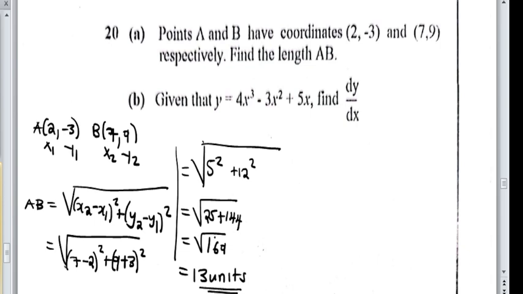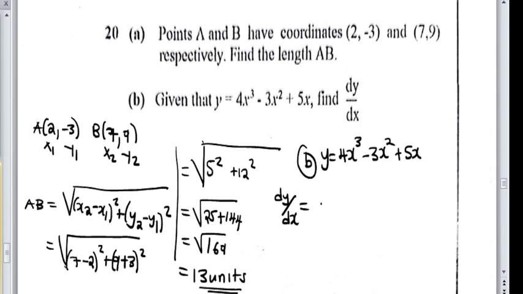That one was straightforward. Then we look at part B. Given that y is equal to 4x to the power 3 minus 3x squared plus 5x, we find dy over dx. Here we are just differentiating. This is a topic on calculus. To differentiate that, this is what we're going to do.